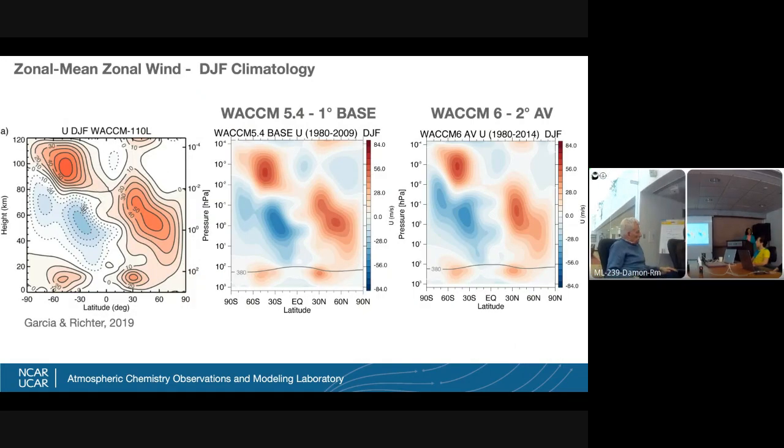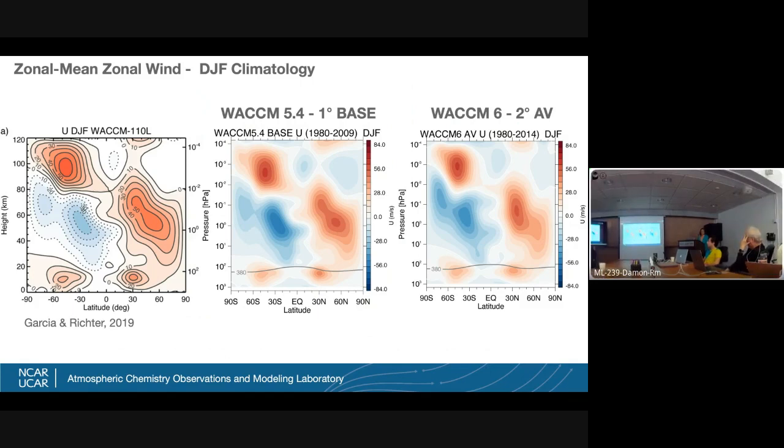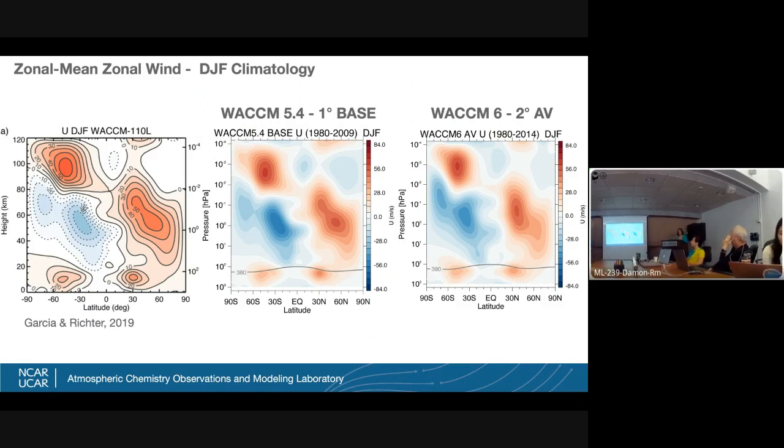And what else? Can we look at other differences in the model? So this is a figure from Rolando and Yaga's paper looking at the zonal wind climatology for December, January, February. The left plot and the middle plot should be the same. This is exactly the same model, WACCM 5.4, 1 degree, the base case. Okay, this looks pretty similar. And the 2 degree average case, can 2 degree do a good job in the dynamical field as well?